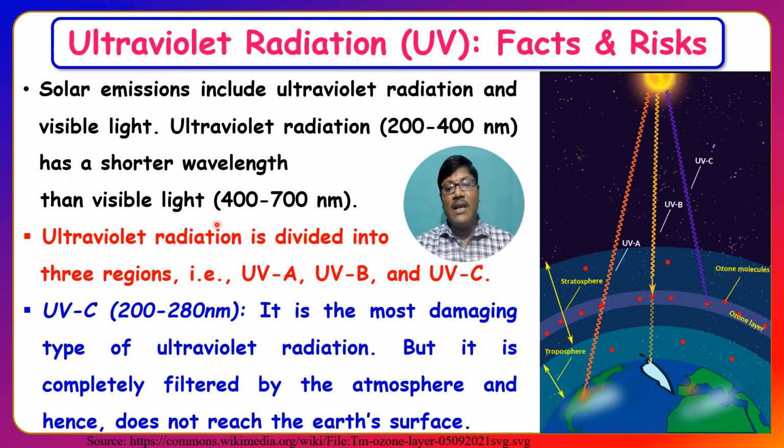Ultraviolet radiation is divided into three regions: UVA, UVB, UVC. The wavelength of UVC is 200 to 280 nanometers. It is the most damaging type of ultraviolet radiation, but it is completely filtered by the atmosphere and hence it does not reach the Earth's surface. Therefore, there is no problem with UVC as it is completely filtered by Earth's atmosphere.